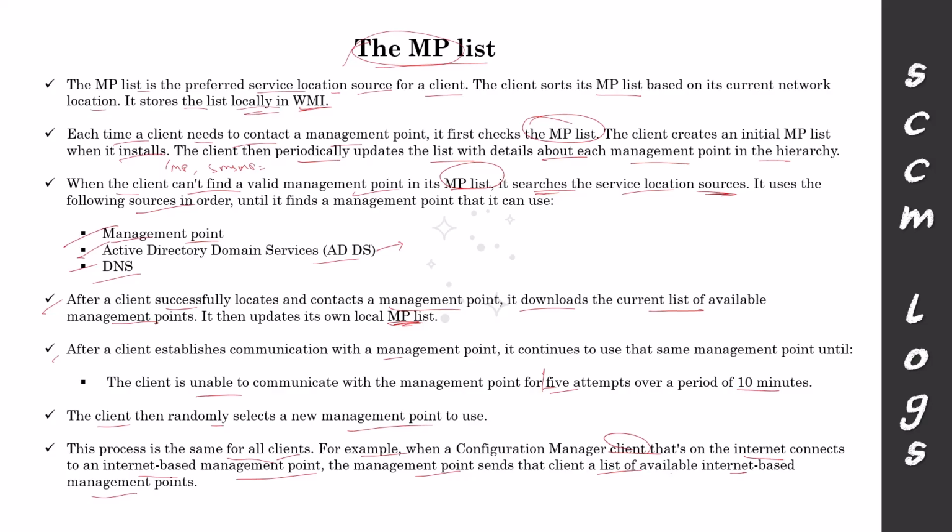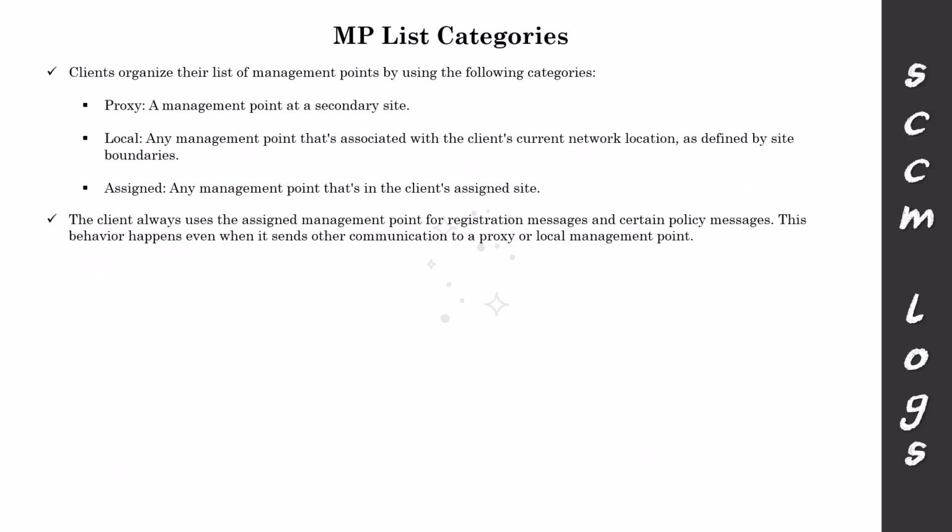Okay, next, the MP list categories. How will the client categorize the MP list? The client organizes the list of management points by using the following categories. The first one is proxy, which means a management point at a secondary site. The second is local, which means any management point assigned to the site by the defined boundaries. Next, assigned management point, which means any management point in the client's assigned site.